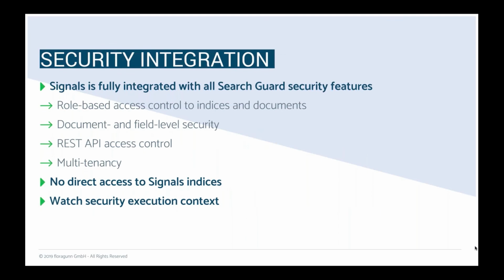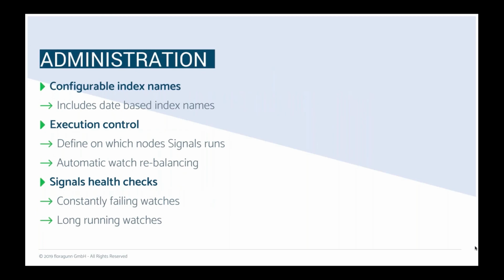Of course, Signals is integrated with all security features like role-based access control, document and field level security, and multi-tenancy. The security is also applied to the execution context of the watch. This means that a watch always runs in a specific security context. And in this case, it means the permissions that the user that created the watch has.